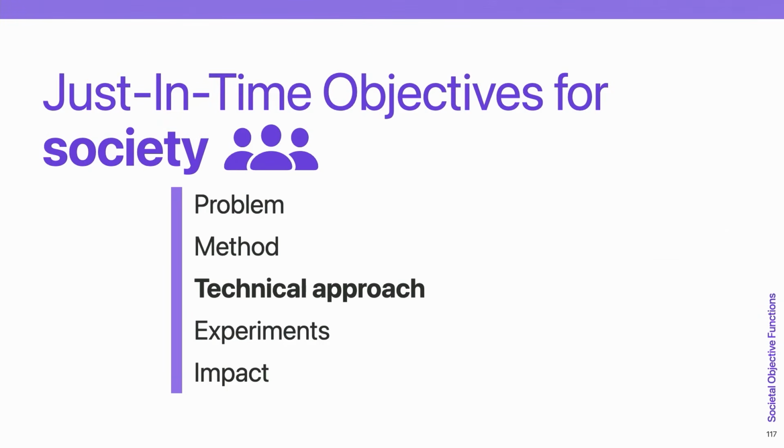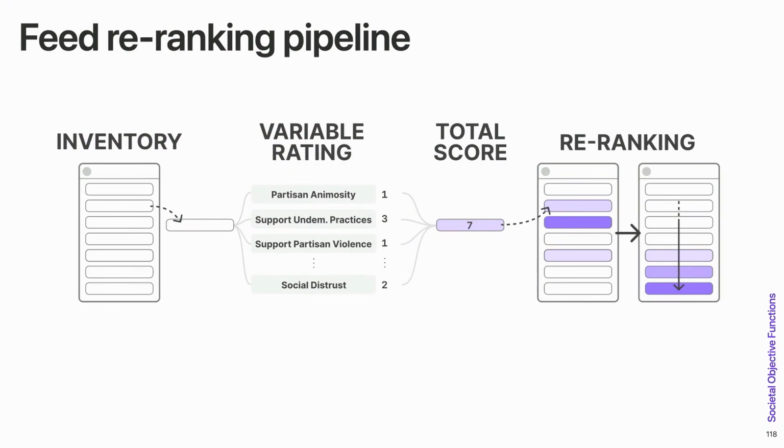To briefly cover the technical implementation, we had an LLM pipeline for feed re-ranking that allowed us to take in an arbitrary inventory of posts and then generate ratings for each of the individual variables of the construct. And then we can combine these into a total score, use those to re-rank this inventory of posts. And notably, this pipeline is something that can be run in real time if we connect to users' feeds. It can be adjusted to swap in different variables, different rating scales, different aggregations, and ultimately different rankings of the feed.